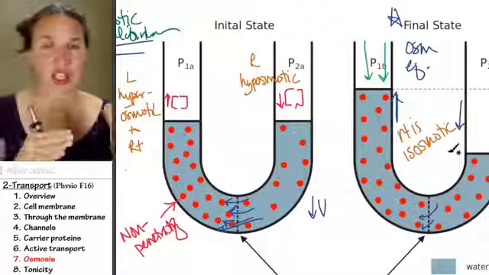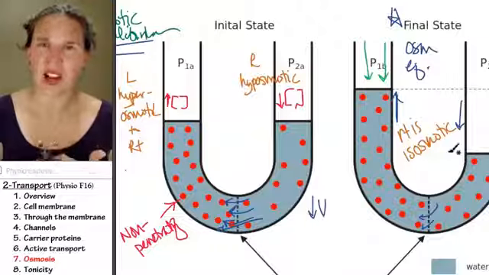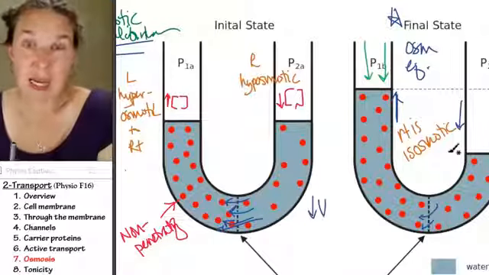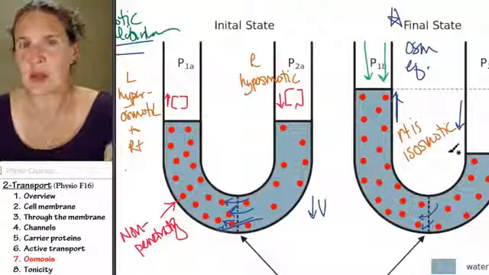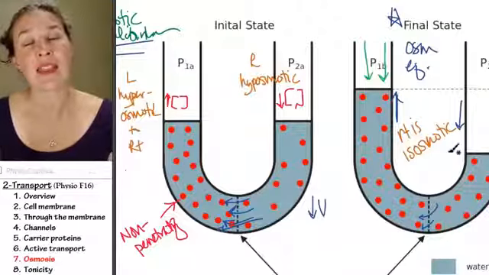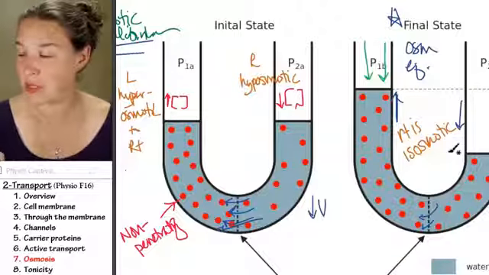So you can actually talk about the solutions in comparison to each other based on their osmolarities, and you can say, oh, this cell is hyperosmotic. The cytoplasm of the cell is hyperosmotic to the blood plasma. It's more concentrated in the cell's cytoplasm than it is in the blood plasma. And then you can figure out what water is going to do as a result of that.